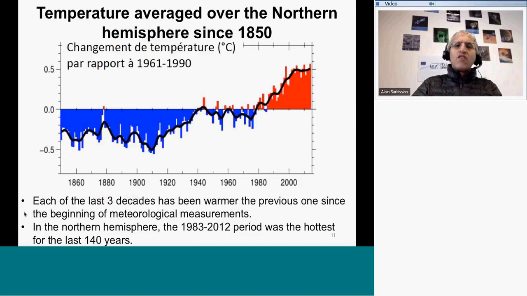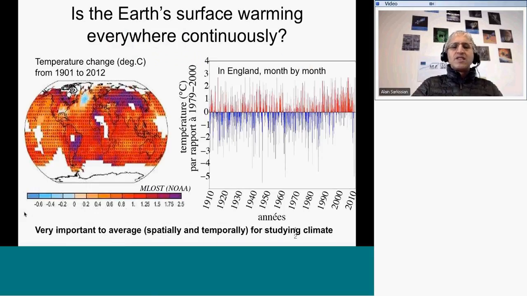This is a sort of global phenomenon. Here is the surface temperature averaged over the northern hemisphere since 1850. And what you see is that since about the 1970s and 1980s, it has been getting much warmer. And clearly, that has implications for the climate and for life on Earth. So I will show that it's a global phenomenon. It's not limited to the northern hemisphere. It means that the climate is becoming more and more unstable.